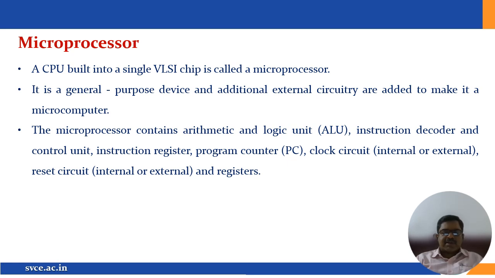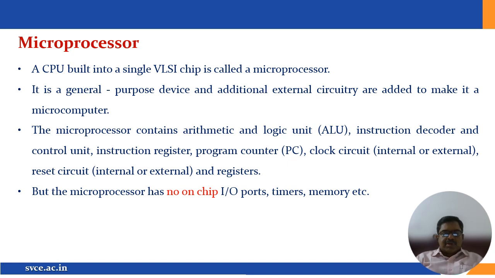A microprocessor contains arithmetic and logic unit, that is called ALU, instruction decoder and control unit, instruction register, program counter, clock unit, it may be an internal or external clock circuit. So it is normally an oscillator, reset circuit, internal or external, and registers. But the microprocessor has no on-chip I/O ports, timers, memories, timer counters, etc. Whereas if you combine everything in a single chip, then it is known as microcontroller. So that is the basic difference between microprocessor and microcontroller.